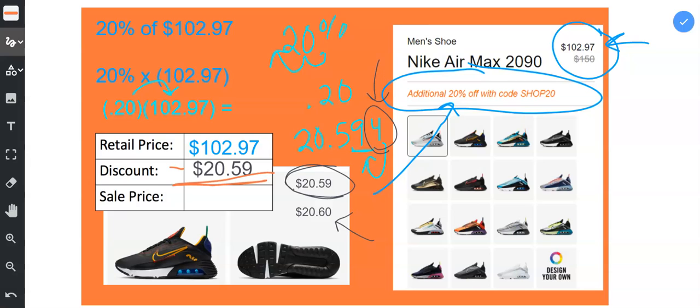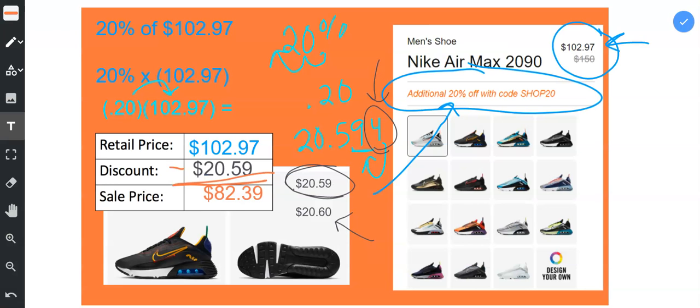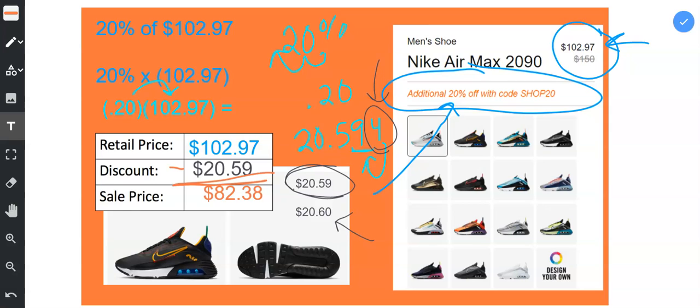$82.38. So $82 and I think it was 39 cents. Let me just check back real quick. 38. Whoops. $82.38. So the retail price was $102.97.